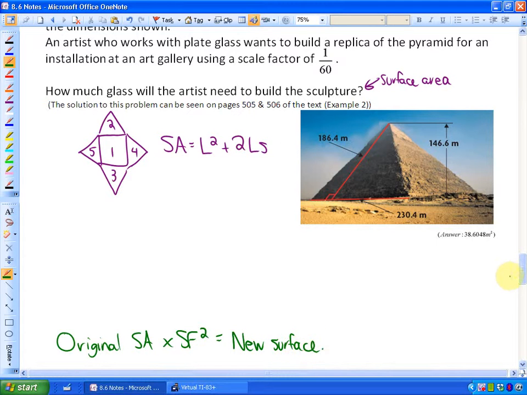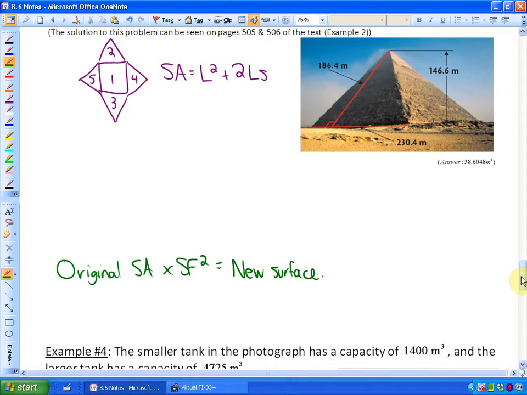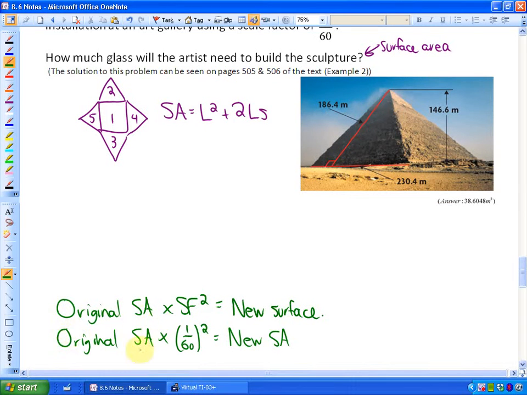And if we're to apply that a little bit more, we already know what the scale factor is. So the original surface area times the scale factor squared, which is 1/60th squared, because they'd like to make it smaller, is equal to the new surface area. So the big idea is if we could know the original surface area, which is the surface area of the actual pyramid in Giza, then I can figure out the new surface area because I just take that original surface area and multiply it by 1/60th squared. So the big question would be, what's the original surface area?